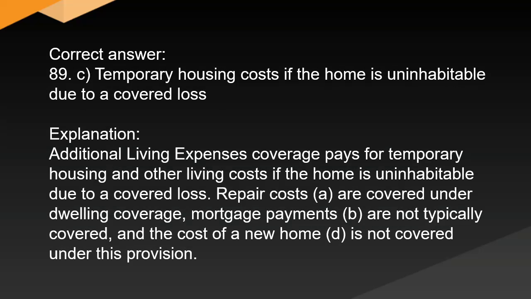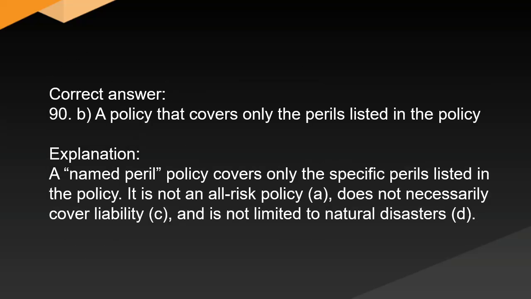Correct answer. C. Temporary housing costs if the home is uninhabitable due to covered loss. Explanation. Additional living expenses coverage pays for temporary housing and other living costs if the home is uninhabitable due to a covered loss. Repair costs, A, are covered under dwelling coverage. Mortgage payments, B, are not typically covered, and the cost of a new home, D, is not covered under this provision.